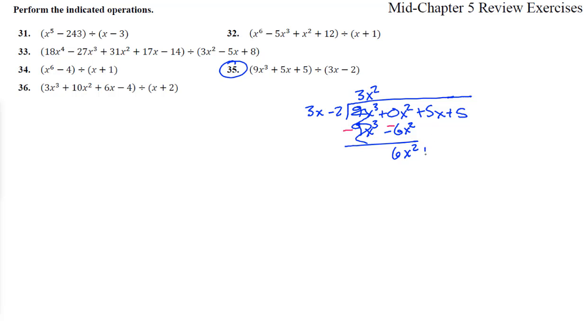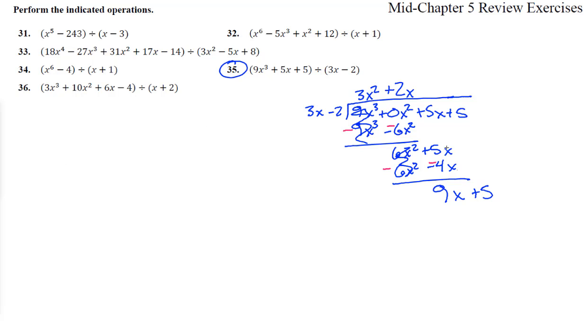Bring down the 5x. 3x goes into 6x squared 2 times. 2x times 3x is 6x squared. Times the other part of that binomial, minus 4x. And then we subtract. Again, if you don't put those signs in there, you may forget and try to add those. It happens to many students. So those guys are gone, and now we have 5 minus a minus 4. That's 9x plus a 5.